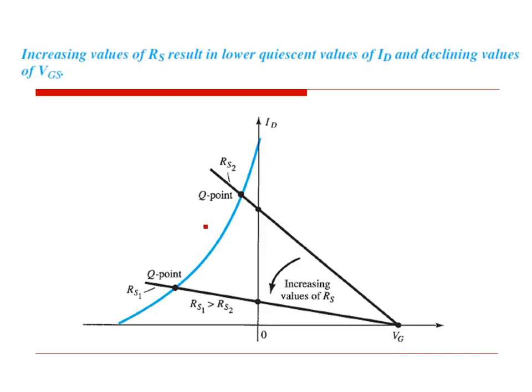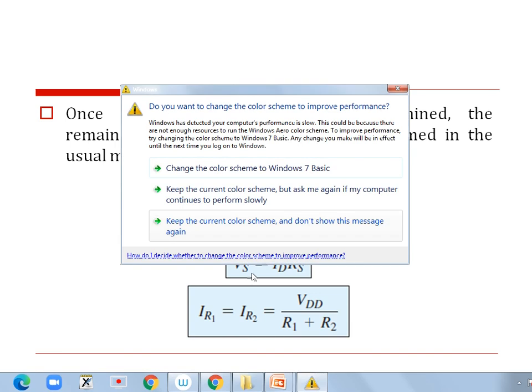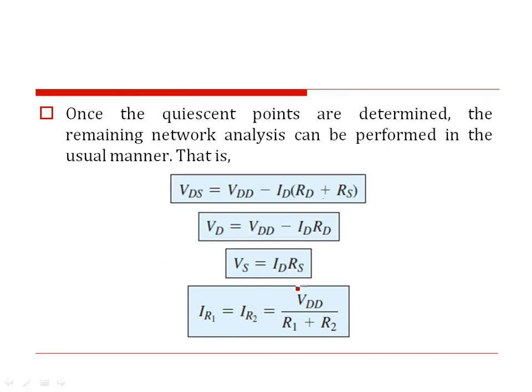Now increasing the value of this Rs will result in the quiescent point coming downwards. The quiescent values of Id will be decreasing, and the slope will be like this for Rs1 greater than Rs2. Once the Q points are determined, the remaining equations are the ones you are already familiar with. VDS is equal to VDD minus ID into (RD plus RS). This is by applying simple Kirchhoff's voltage law from drain to source. Then VD is equal to VDD minus ID RD, and Vs is equal to ID RS.